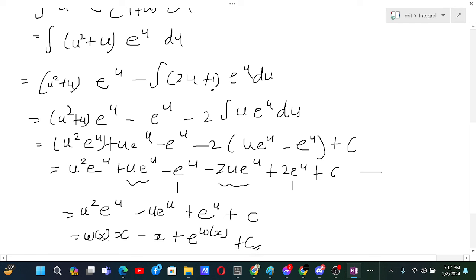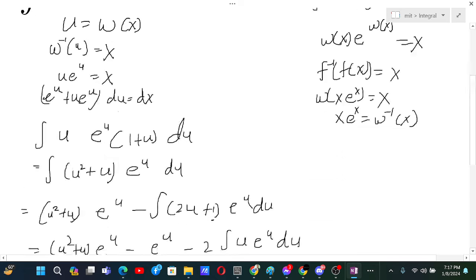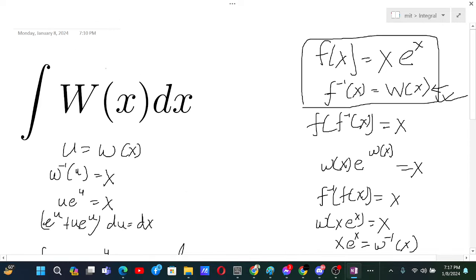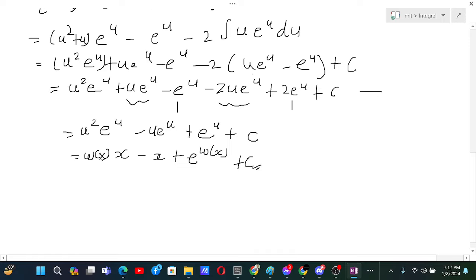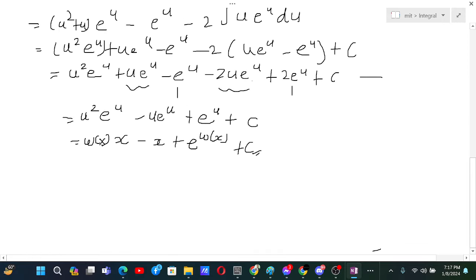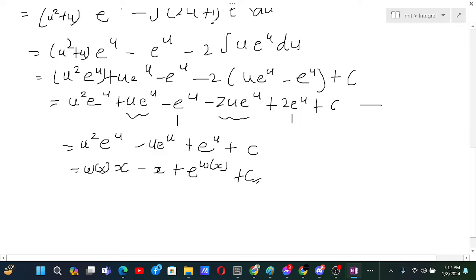x Lambert W of x minus x plus e to the power Lambert W of x plus c. Let me write it over here. x Lambert W of x minus x plus e to the power Lambert W of x plus c. That's the answer.